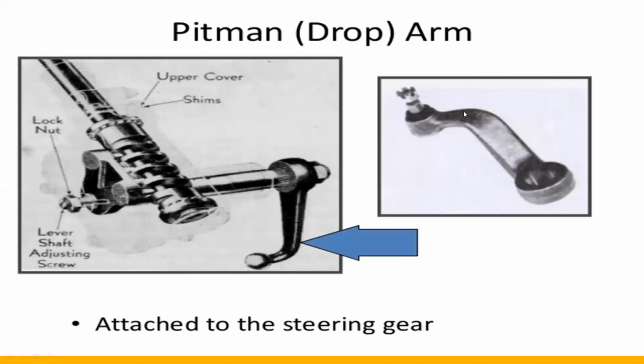And next one, the pitman or drop arm. The pitman or drop arm is attached to the steering gears. So the steering gears are connected to the pitman arm.